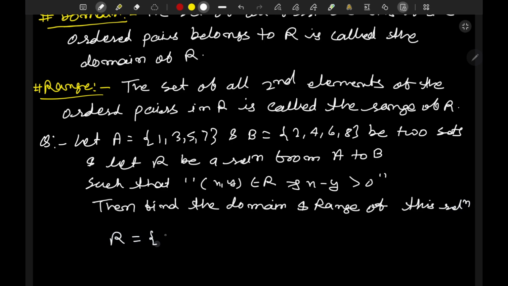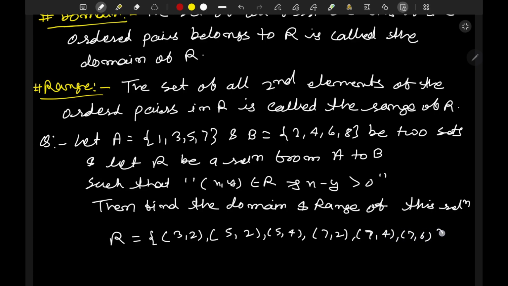For the relation, take (1, 2): 1 minus 2 is minus 1, not greater than 0. Then (3, 2): 3 minus 2 is 1, which is greater than 0. But 3 minus 4 is minus 1, not greater than 0, so that pair is not in the set. Then we get (5, 2), (5, 4), (7, 2), (7, 4) and (7, 6).